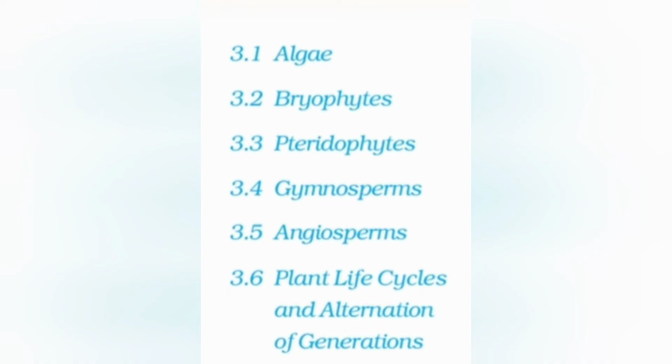This is all about chapter 3. We have read about algae, bryophyte, pteridophyte, gymnosperm, angiosperm, plant life cycles and alternation of generations found in all the plants.